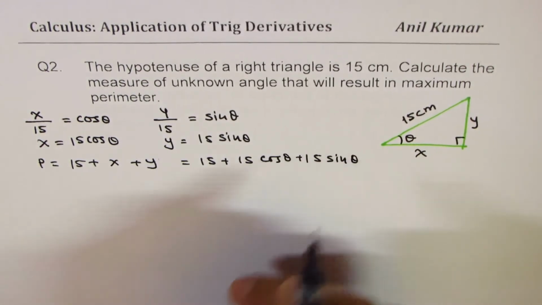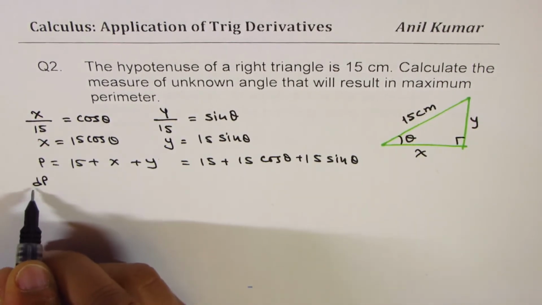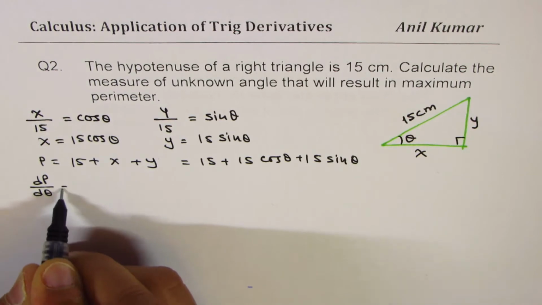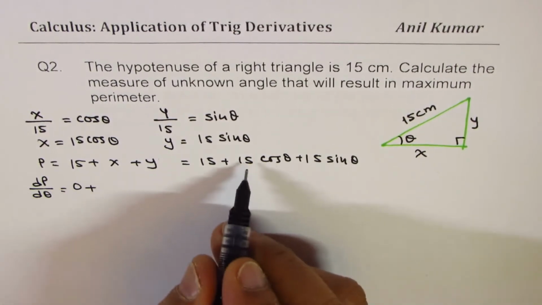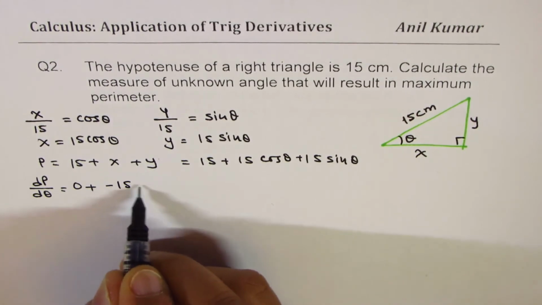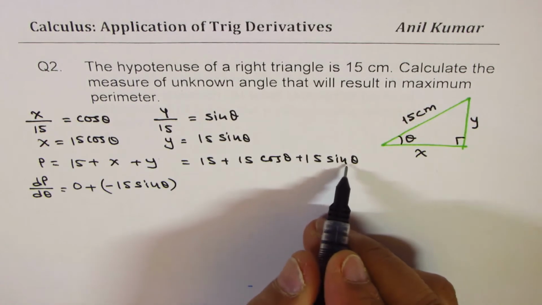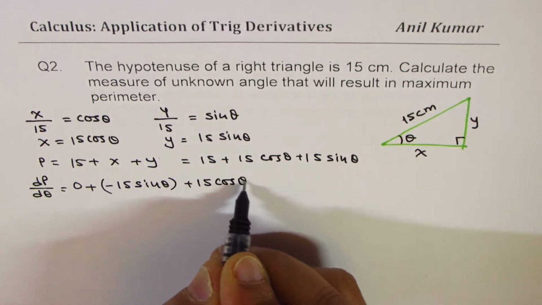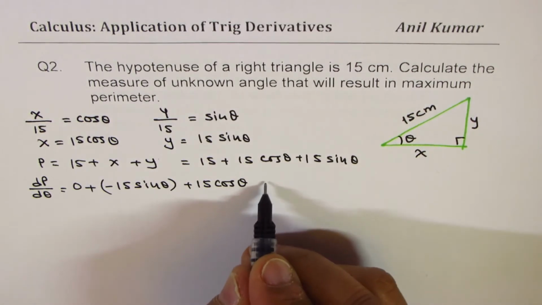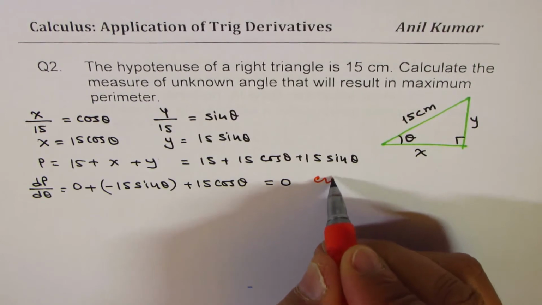Clear? Now, to maximize the perimeter, we'll differentiate the perimeter with respect to theta. That constant will be 0. Here we'll get minus 15 sine theta, and the derivative of sine theta is cos theta, so we get plus 15 cos theta. For the critical number, this is equal to 0, right? So this is 0 for the critical number.